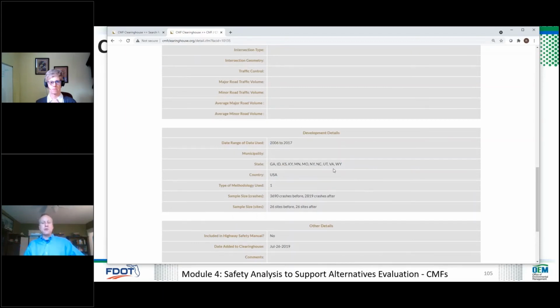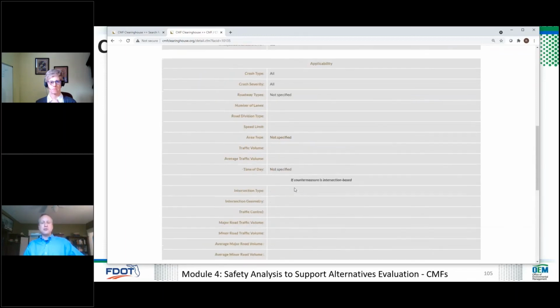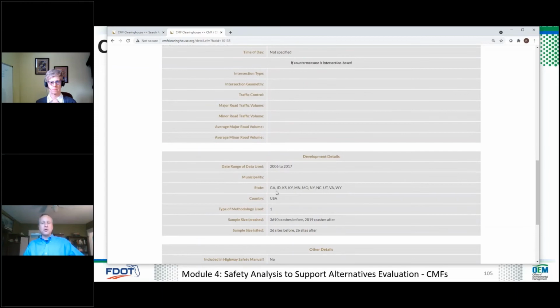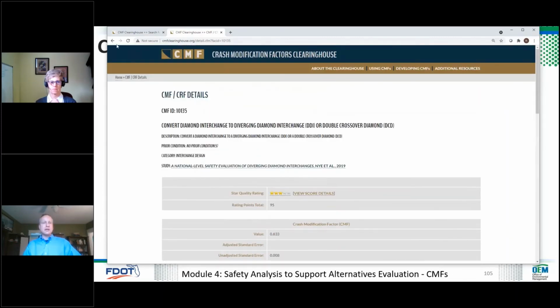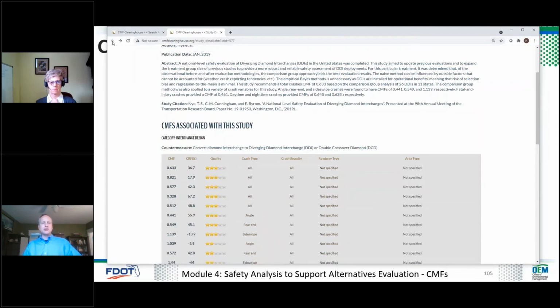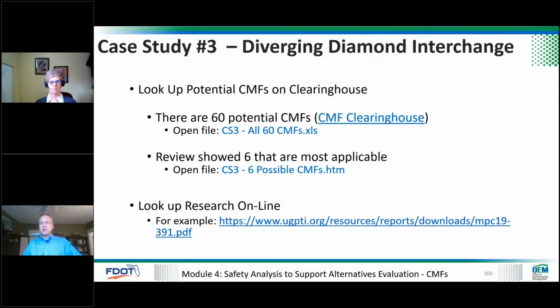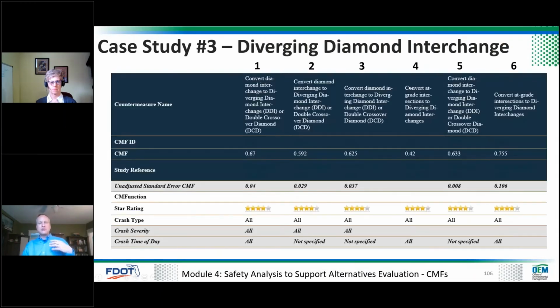But I don't want the value just for Wyoming. I want the value for the research as a whole. And I will point out that there's no Florida data in here, so it's not in this research. So I certainly don't want to pick one state that isn't geographically representative. So that's the work that we did, and I'm going to go back to the presentation, and we ended up with picking 6 possible CMFs.